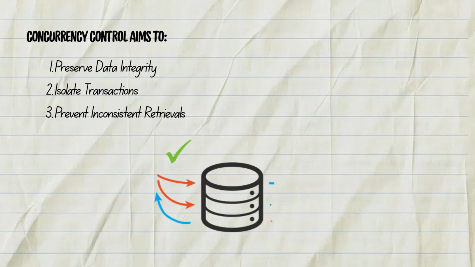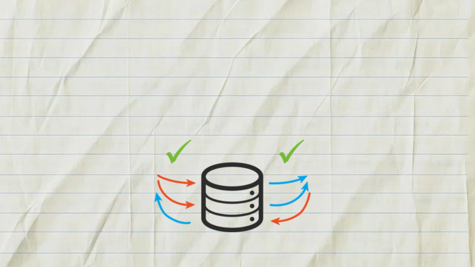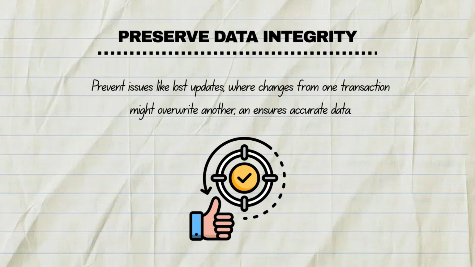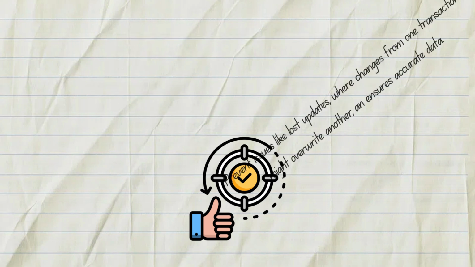Concurrency control aims to preserve data integrity, isolate transactions, and prevent inconsistent retrievals. Preserving data integrity prevents issues like lost updates, where changes from one transaction might overwrite another, and ensures accurate data.